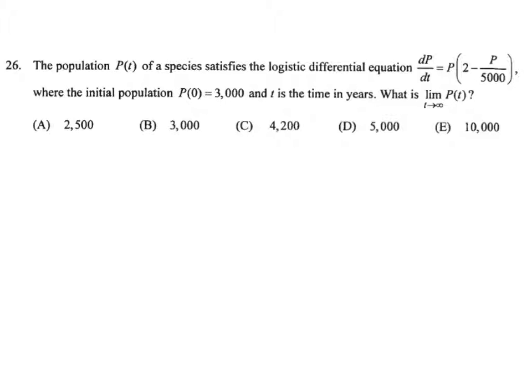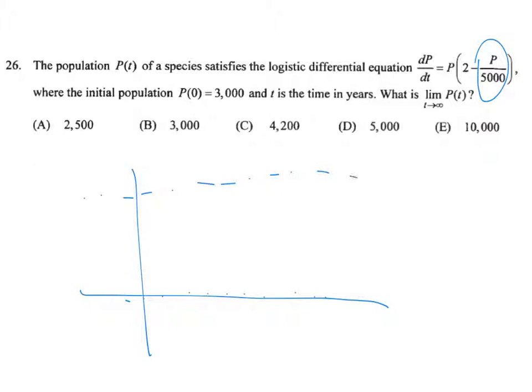So if I were to do a quick little graph, I'd have some axes here. And what do I know? Well, the slope is 0 when p equals 0. And the slope is also 0 when this part here equals 2, and that's going to happen at 10,000. And actually, if I've thought about that much, then I've already kind of got my answer. It's got to be 10,000.